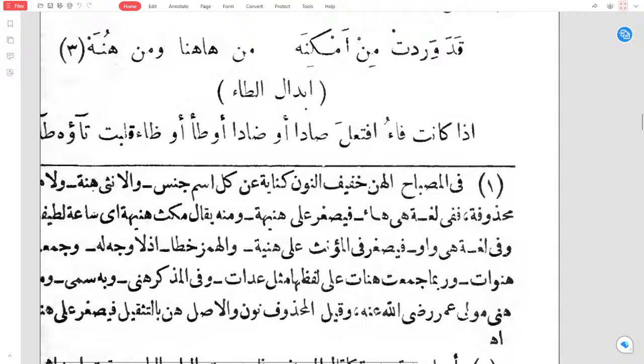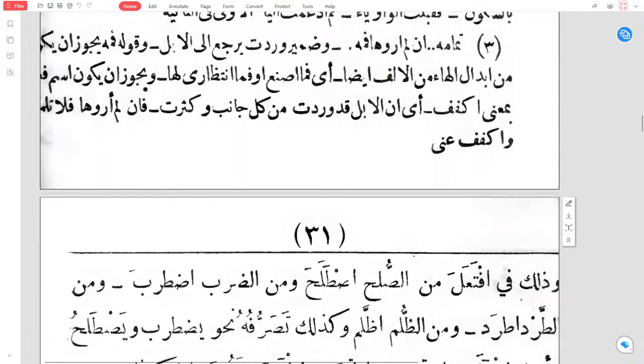إبدال الطاء. Which letters are changed into a طاء؟ إذا كانت فاء افتعل صادا أو ضادا أو طاء أو ضاء قلبت تاؤه طاء. When the fa of افتعل is either a صاد or a ضاد or طاء or a ضاء, then the ta will be changed into a طاء.